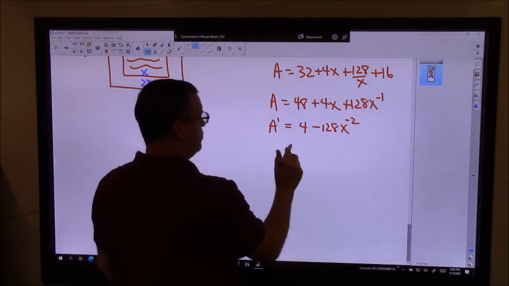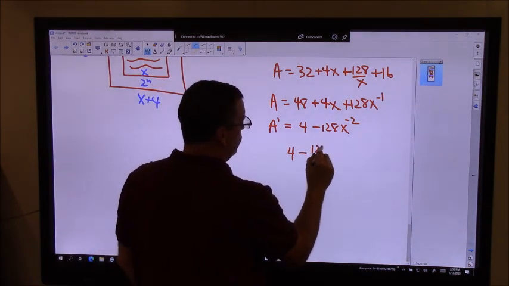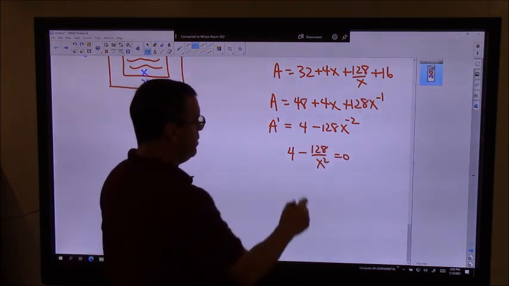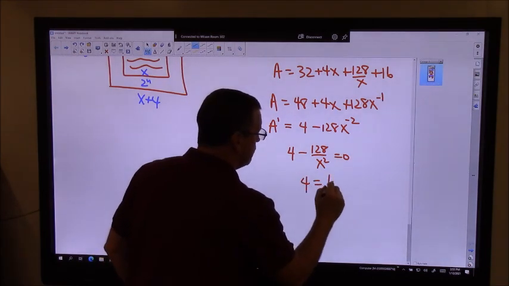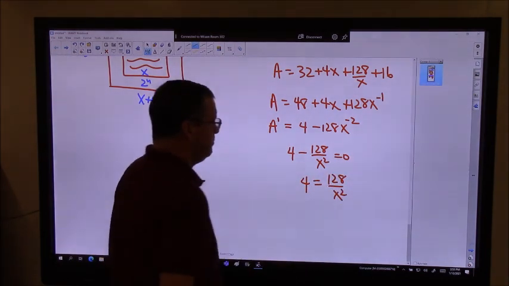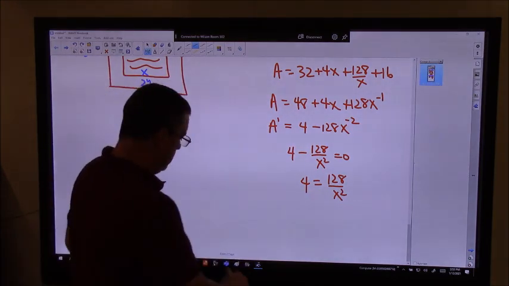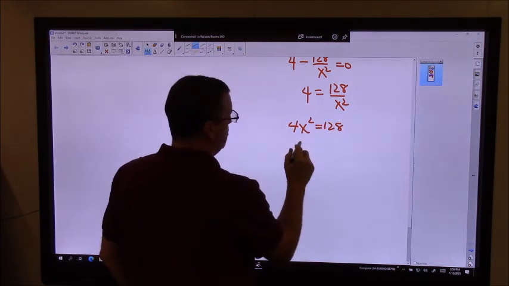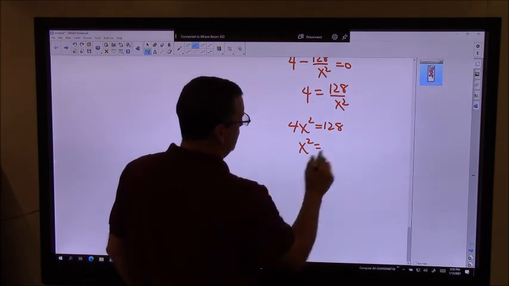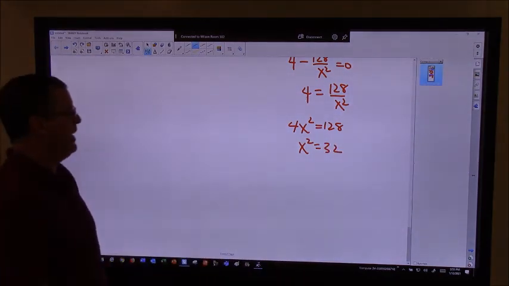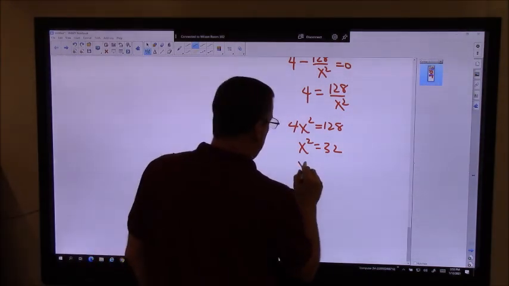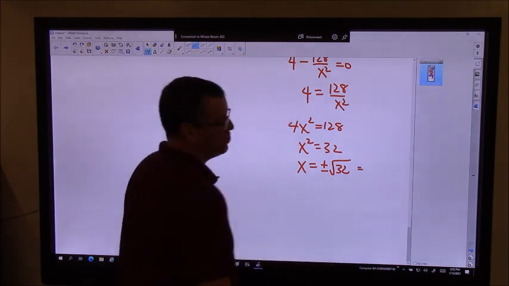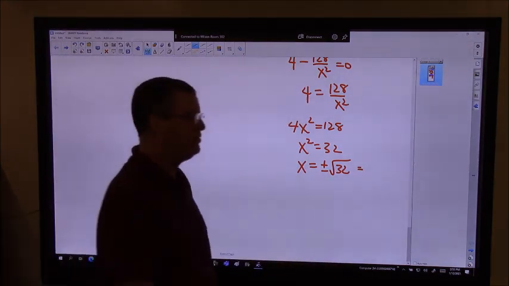Okay, so now I want to set that equal to 0. So I've got 4 minus 128 over x squared equals 0. I'll move that to the other side of the equal sign so that it becomes positive. I'll then bring the x squared back over here. So I've got 4x squared equals 128, and I'll divide by 4. So that'll become 32. And now I take the square root of that, and I get x equals plus or minus the square root of 32, which would be 16 times 2, that's 4 root 2.